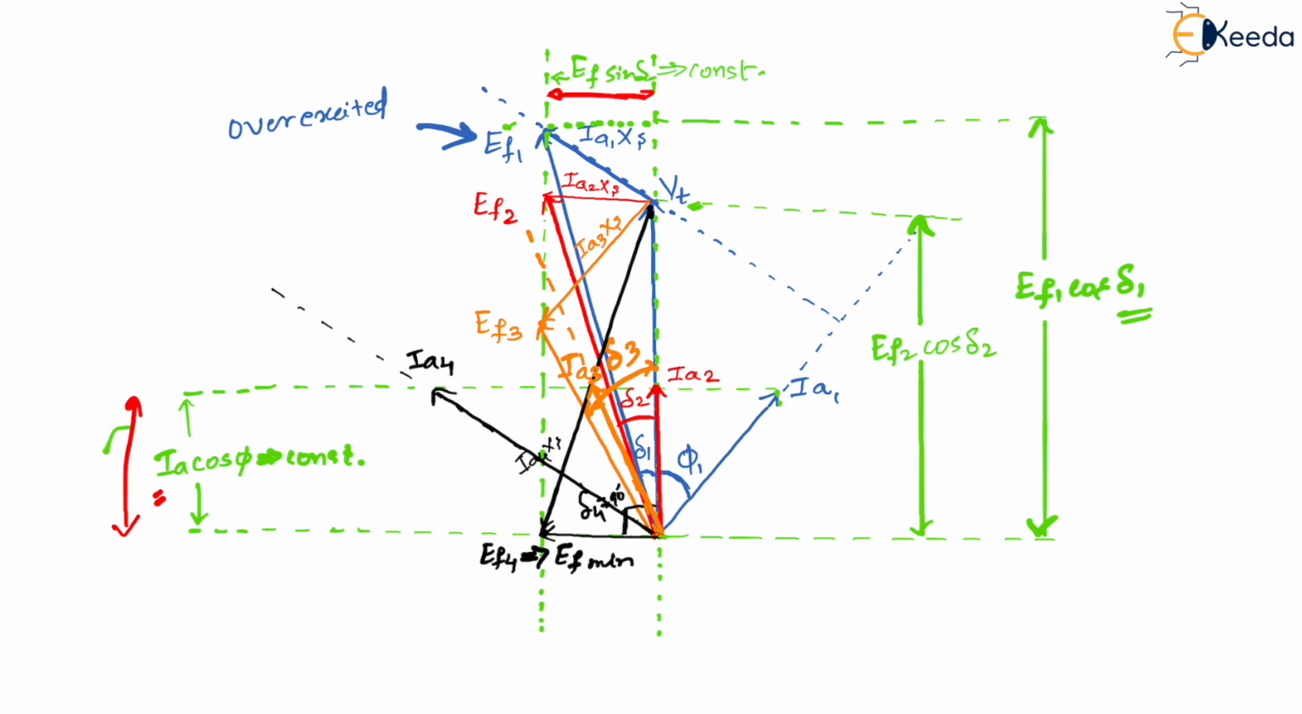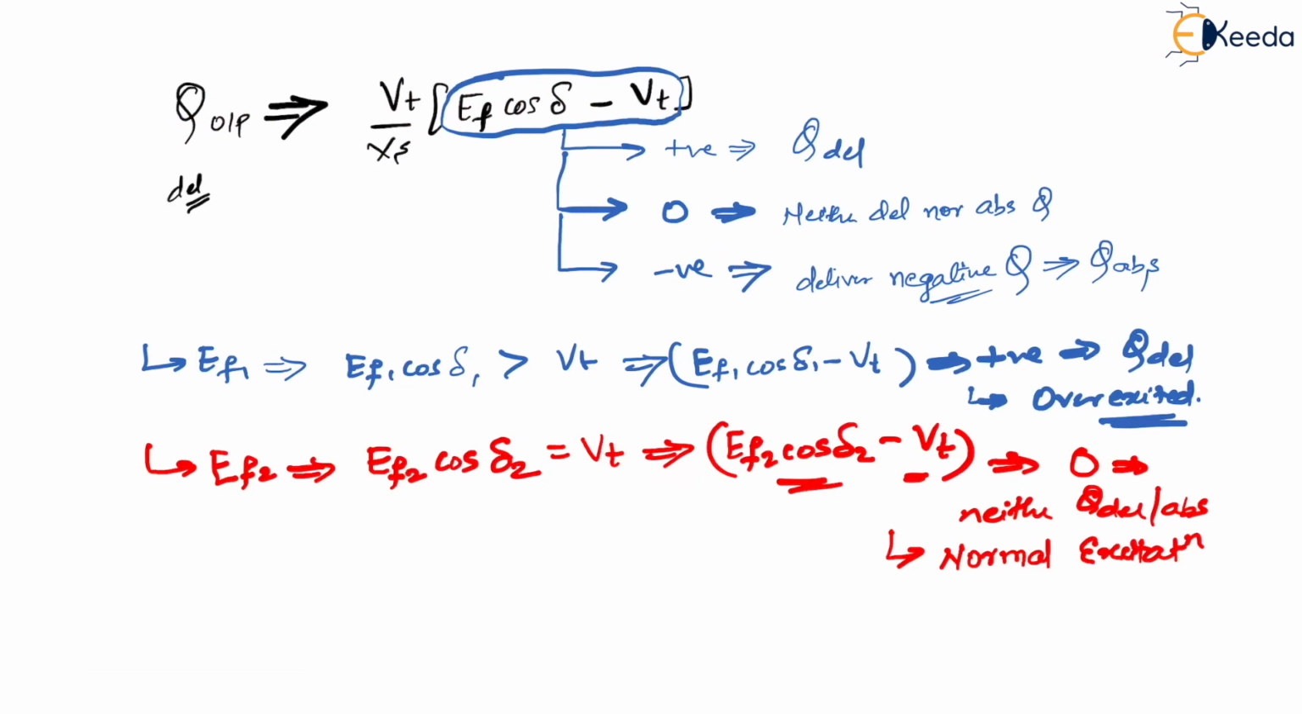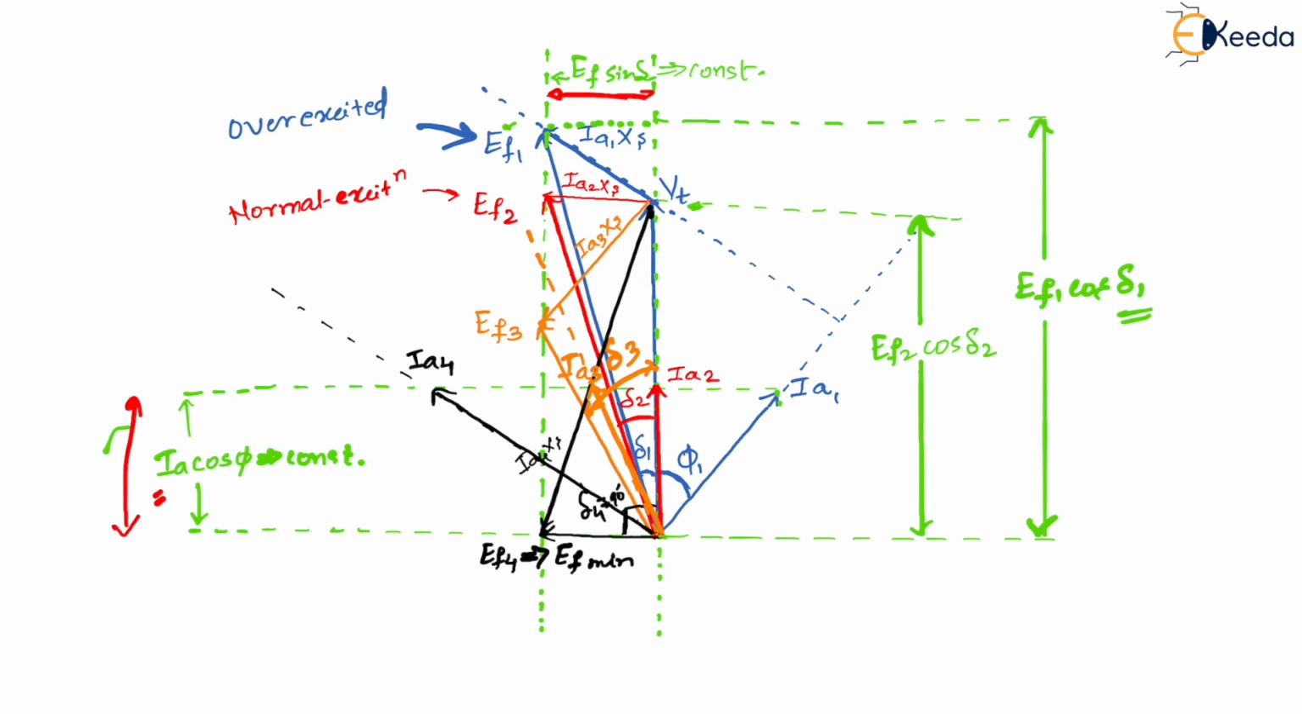So this EF2 is nothing but normal excitation, correct? Yes, sir. Now what about EF3? Again, let us consider the same old story. What is EF3? EF3 is here, correct? So this is EF3 cos delta 3, yes or no? This distance is EF3 cos delta 3, correct?